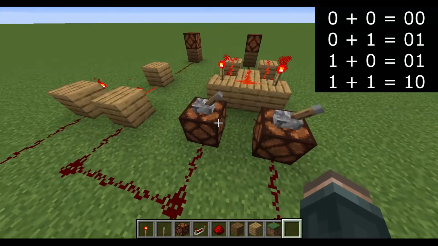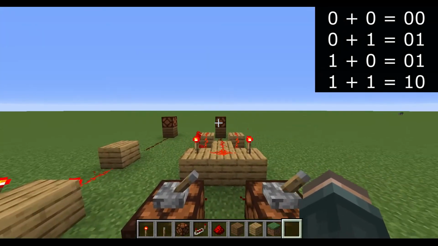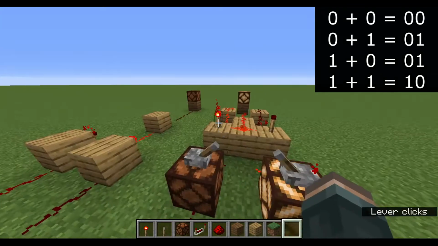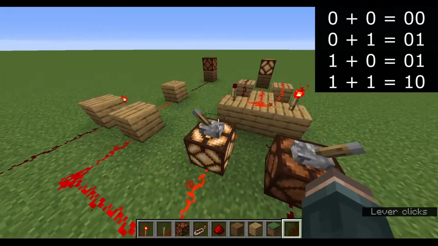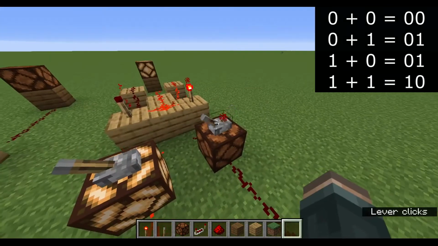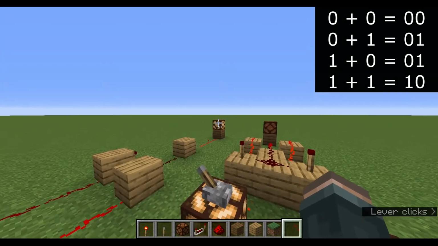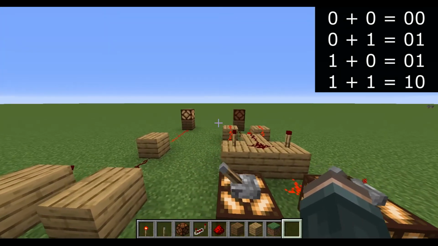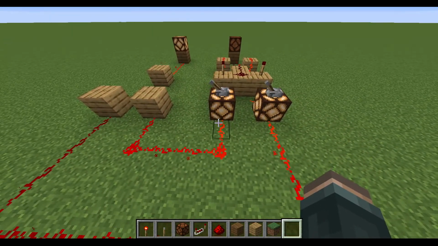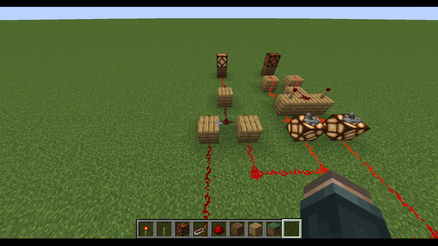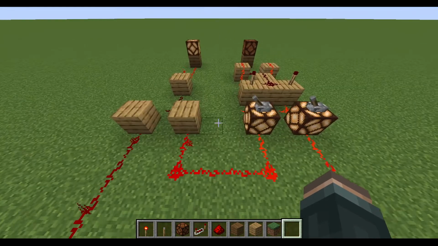We have 0 plus 0 is 0, 0. 0 plus 1 is 0, 1. 1 plus 0 is 0, 1. And 1 plus 1 is 2, is 1, 0. So our circuit works. This is in itself a 1-bit adder. And this is actually called a half adder. So if we wanted to continue and add another bit onto our adder, let's see what we can do.